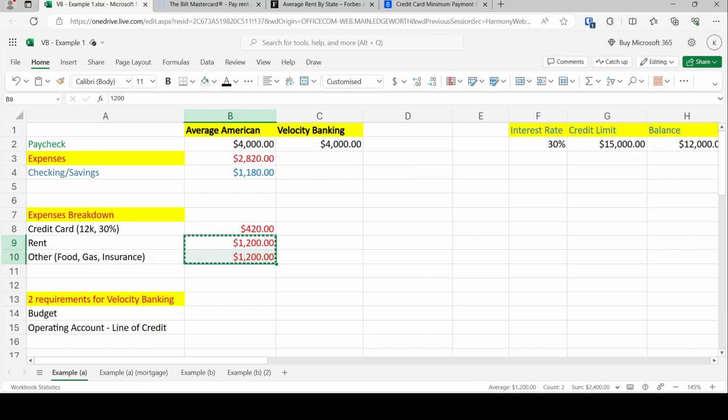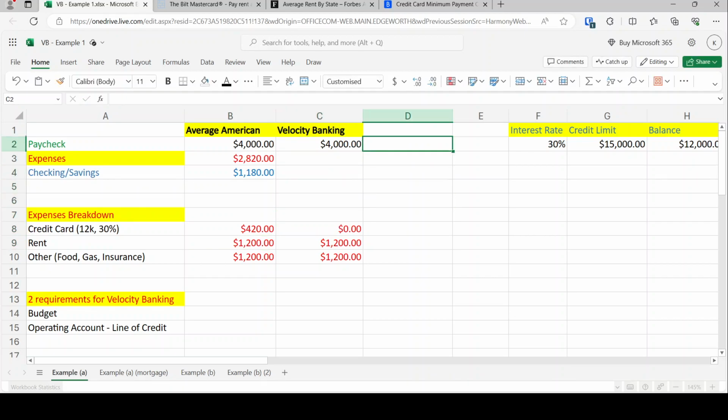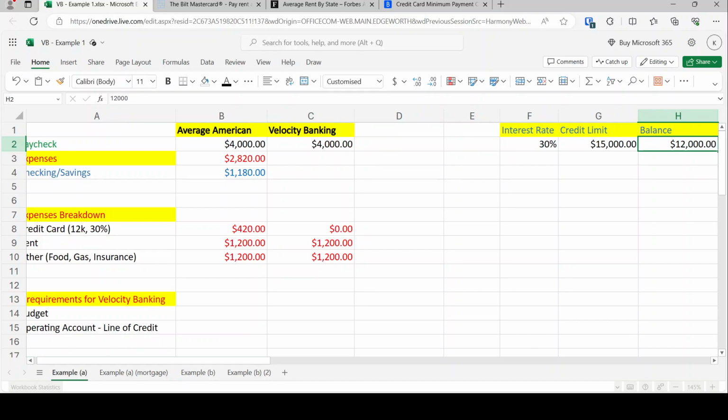same general expenses, but here's the cool thing. When we make the credit card as the main velocity banking account, this goes to 0. Because what's going to happen is we're going to dump our entire paycheck into the line of credit, which is going to satisfy the minimum monthly payment and minimize the interest because we're going to have the lowest average daily balance of that point when we dump our entire paycheck into that line of credit.